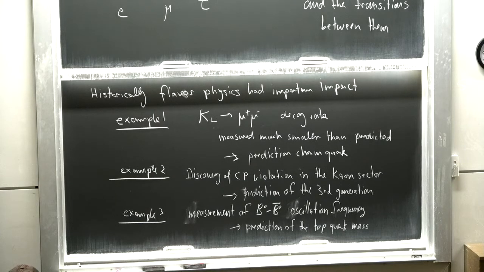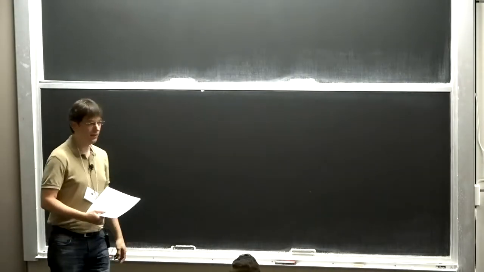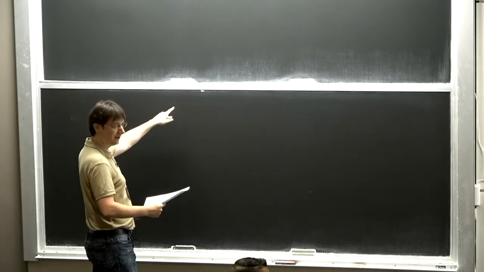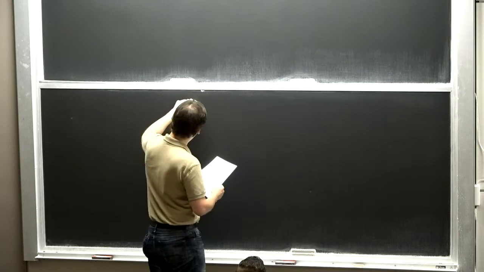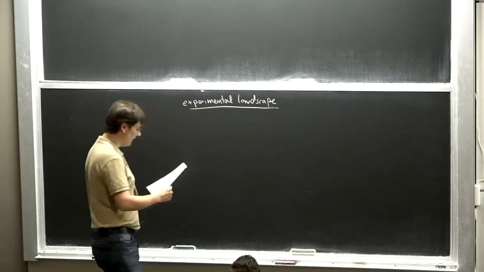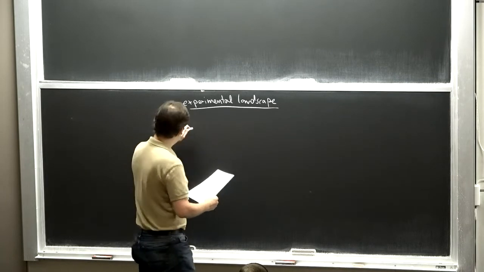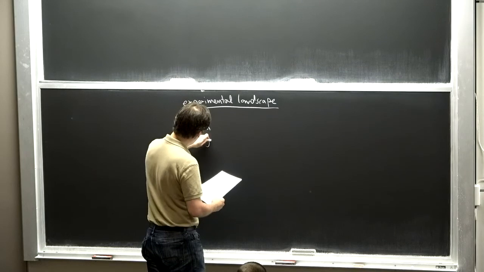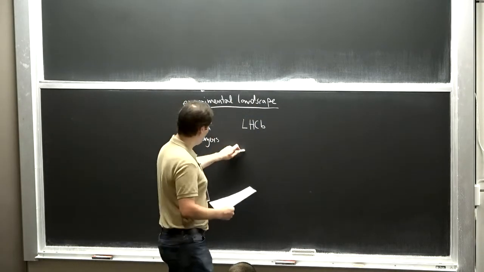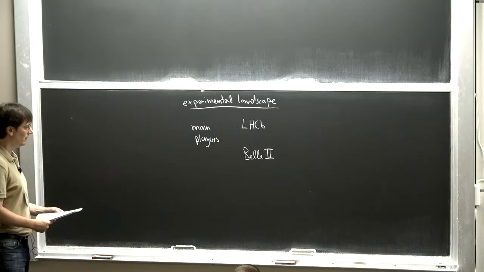Okay, then let me move over here. Let me also give you a very brief overview of the current experimental landscape where precision measurements in flavor are performed. I hope everybody in this corner can see when I write here. Okay, so there are currently, I would say, two main experiments that are doing precision flavor measurements. On the one hand, that's the LHCb experiment at the LHC, and the Belle II experiment at KEK in Japan.